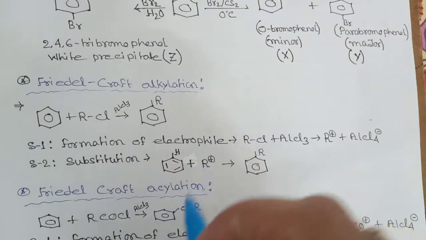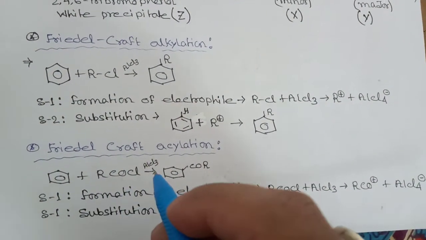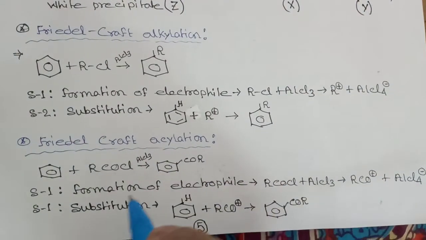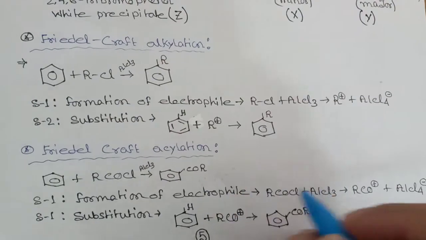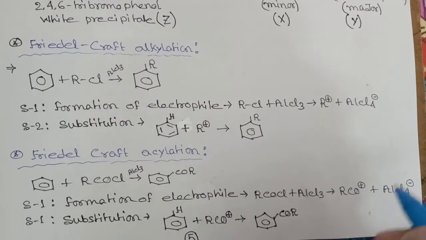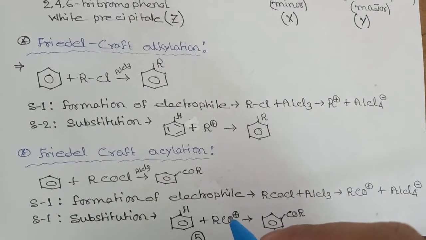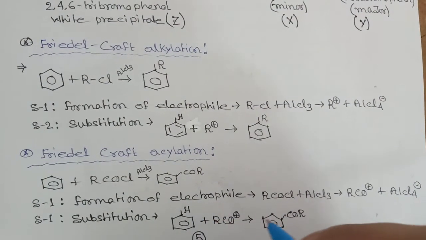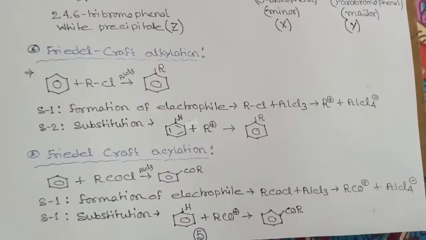This is Friedel-Crafts alkylation. And in Friedel-Crafts acylation, benzene is treated with RCOCl plus a Lewis acid. So in the first step, there is formation of the electrophile, like in alkylation. AlCl3 will take this Cl, so there will be formation of AlCl4 minus and RCO plus. Now this RCO plus will substitute this hydrogen, so we will get a product like this. This is called Friedel-Crafts acylation.